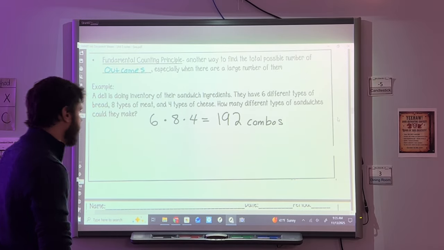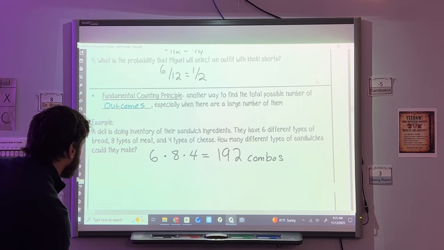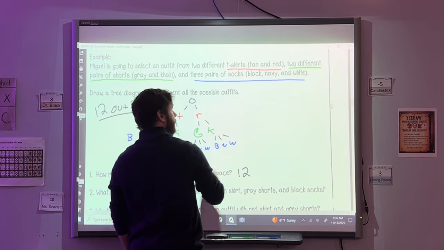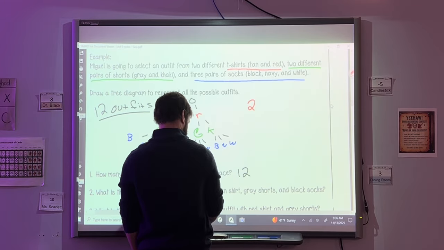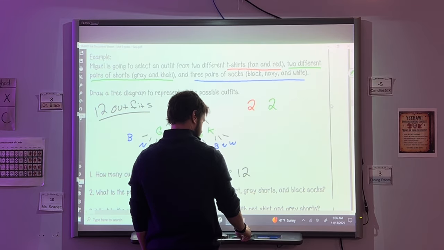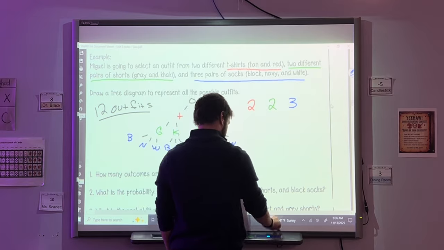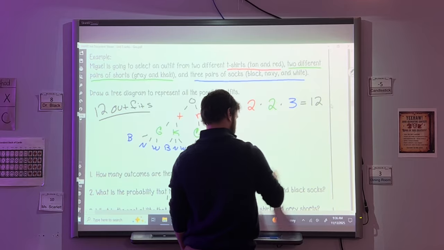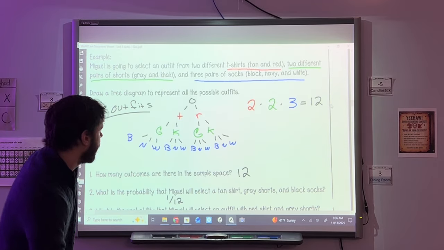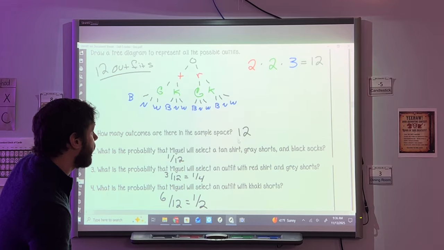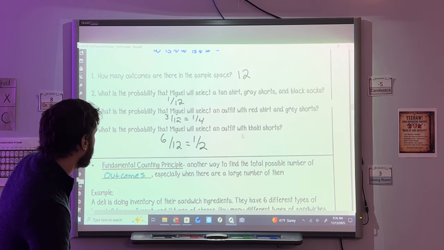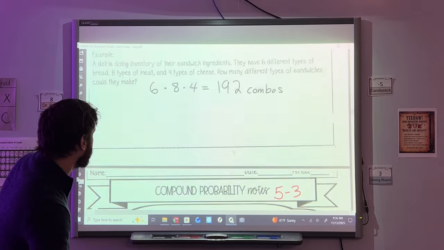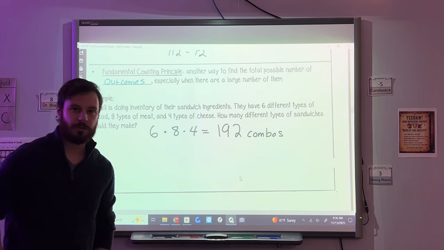Now let's see if this would have made sense with Miguel's clothing situation. He had 2 shirts, 2 shorts, and 3 kinds of socks. If I multiply these numbers together, I get 12. And that's how many different combos he had to begin with. So that is a much faster way. But some people like the tree, and the tree is helpful in some situations. Hey, that's it. Look at that. We've gone through 2 lessons already.